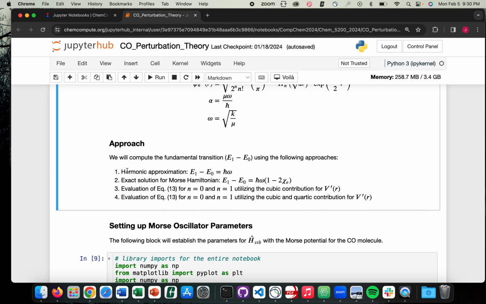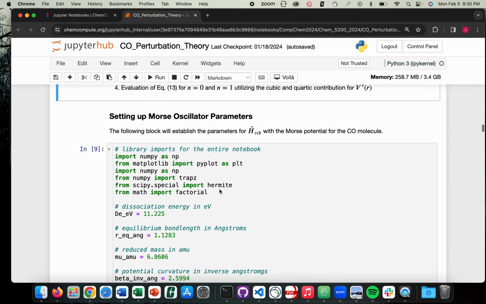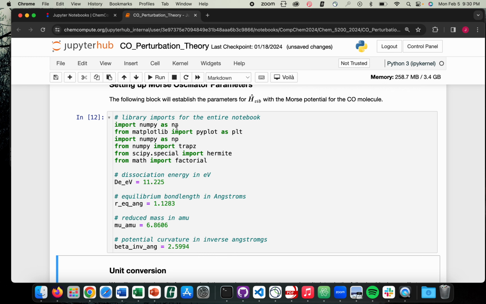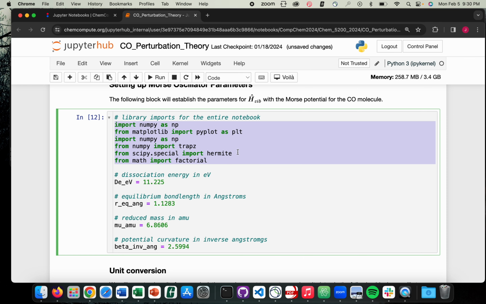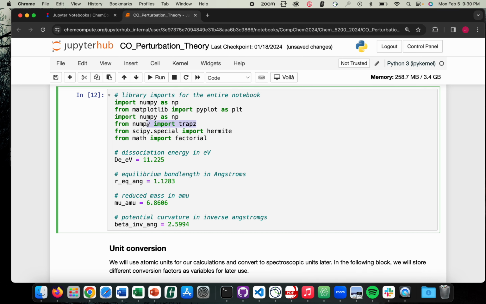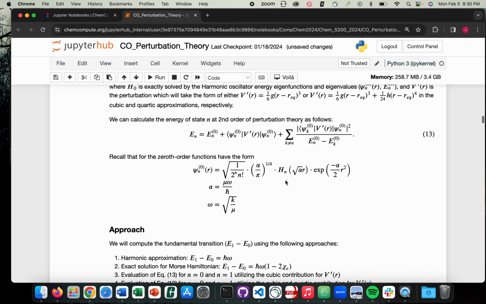So this is an outline of this approach. And here what we're going to do is we have this notebook. We have the Morse parameters defined in this first block. So I'm going to do all my import statements here. I have some special libraries here, in particular this Hermite polynomial library from SciPy. That's going to help me define the 0th order states. I'm going to do some numerical integration using the trapz function in numpy. That's going to help me actually compute these brackets here.